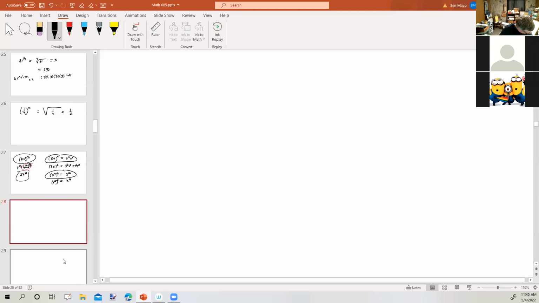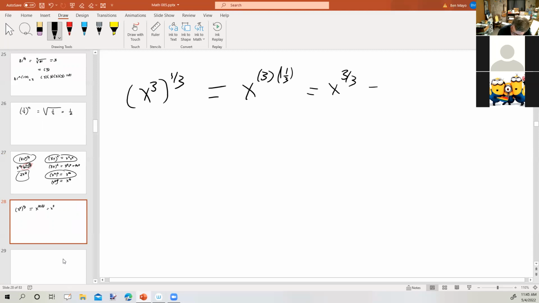How about this one? x cubed to the 1/3 power. We have a power raised to a power, so you'd multiply the exponents. 3 times 1/3 is 3/3, which is 1. So the answer is just x. Now, do I need absolute value bars? No, I'm taking an odd root, so I could get a negative answer. So the answer is just x.